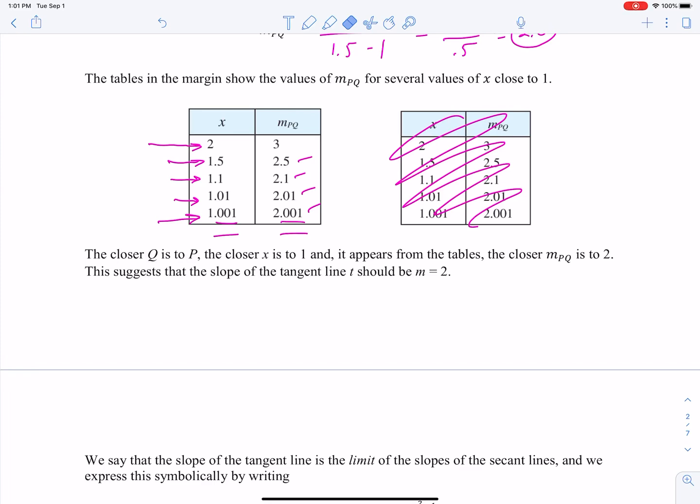All right, we're going to keep bringing that point closer and closer and closer and infinitely close to point P to find the slope of the tangent line, so that the difference no longer matters. Okay.